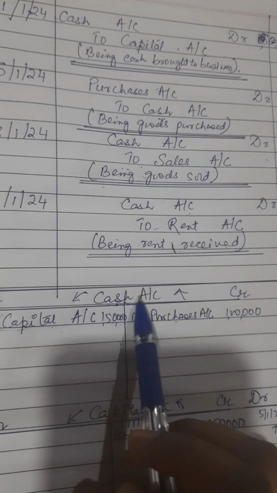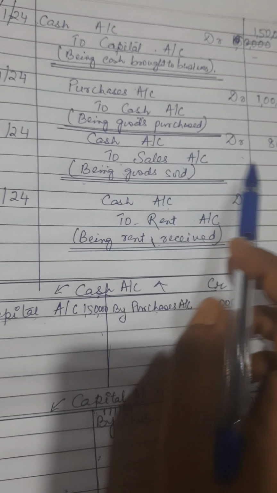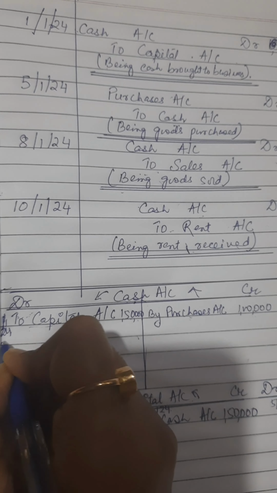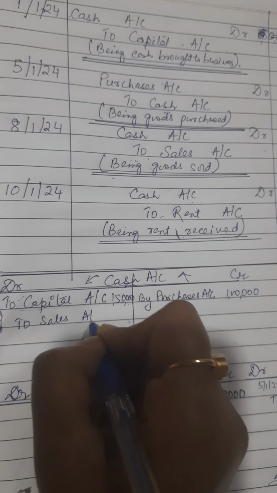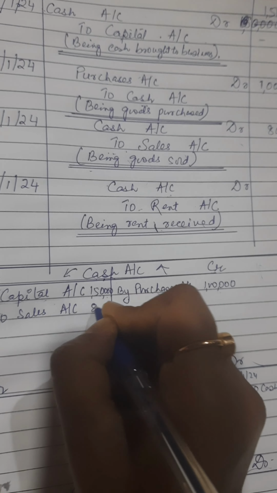Again we have to come to the cash account. This is on the debit side. To sales account. So to sales, this is 8th January. What is my sales? 80,000.